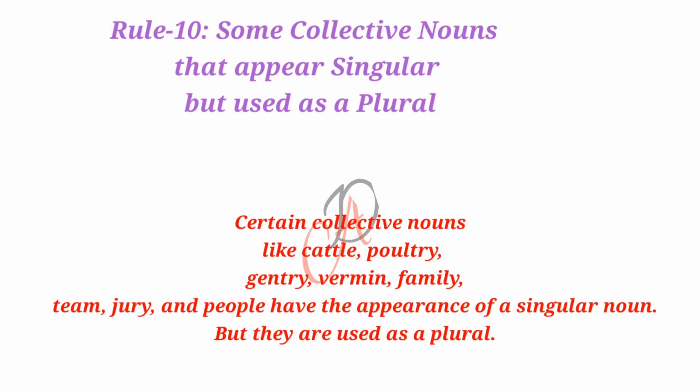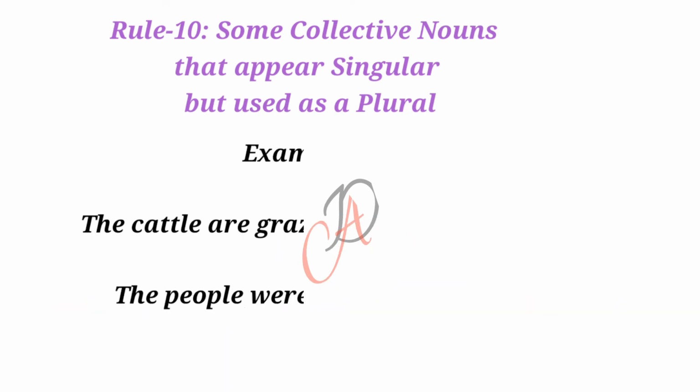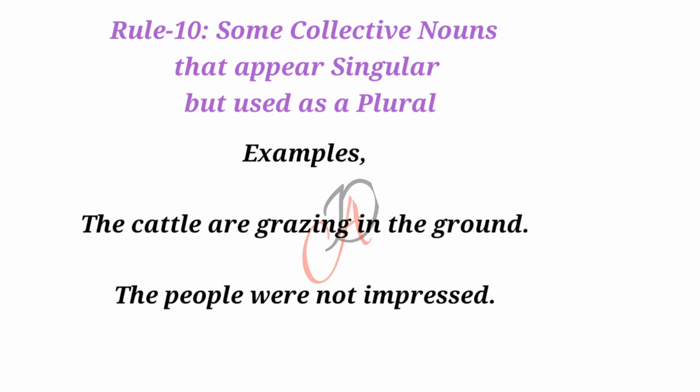always used as plural. For example, the cattle are grazing in the ground. The people were not impressed. In both the examples, the words cattle and people have the appearance of singular noun, but they are always used as a plural. Alright, rule number 11.